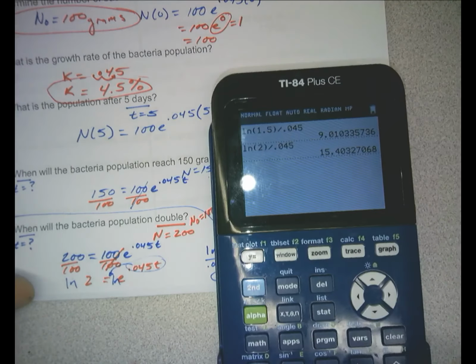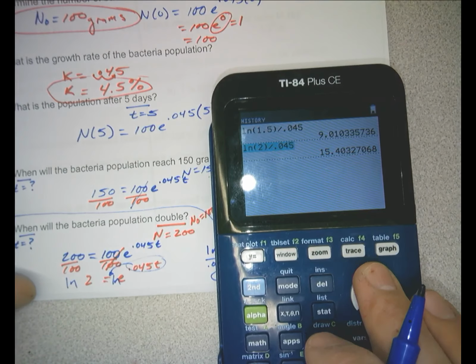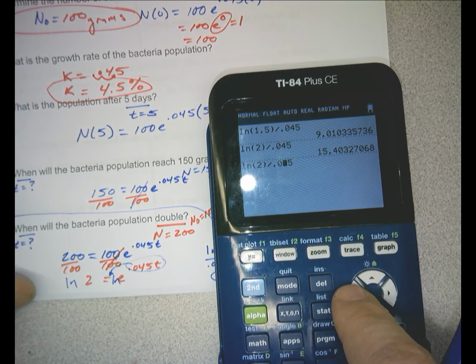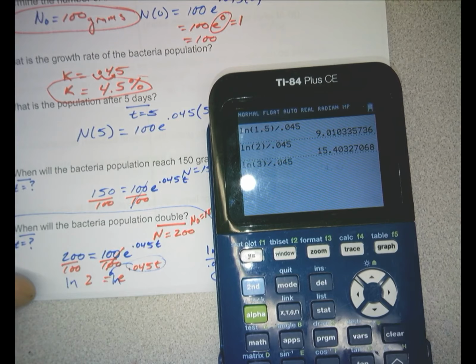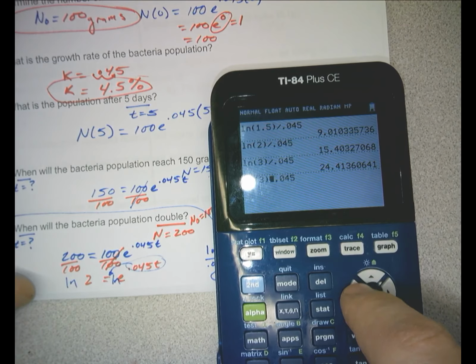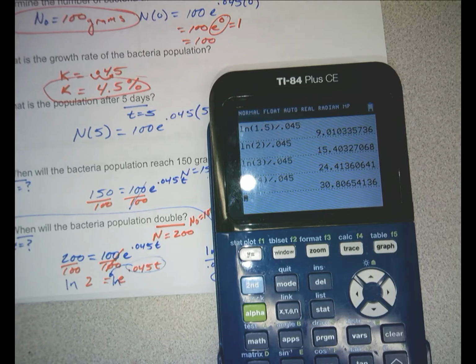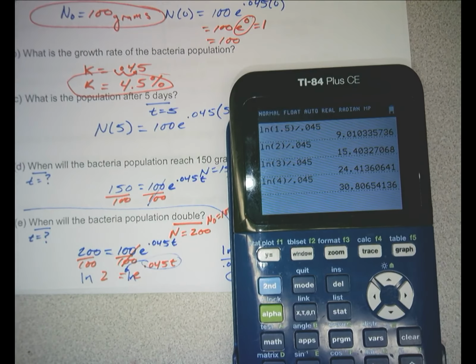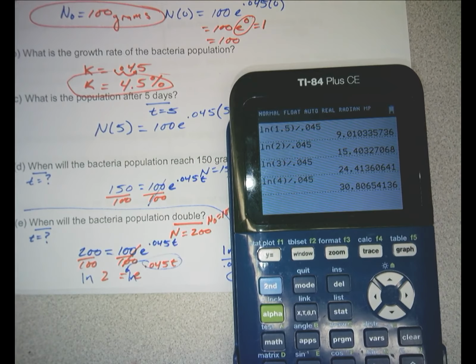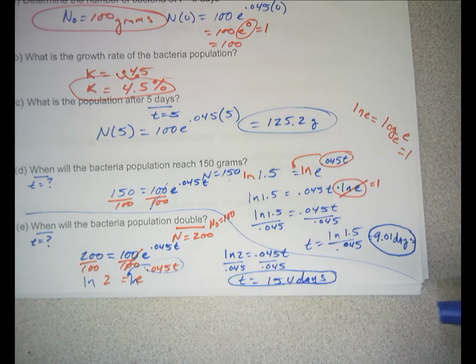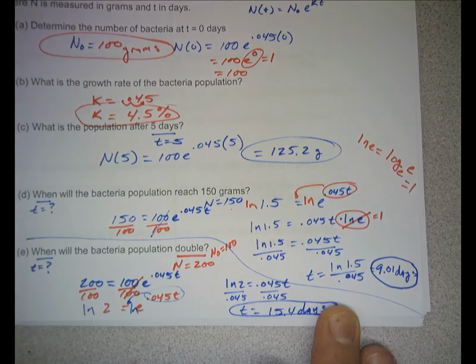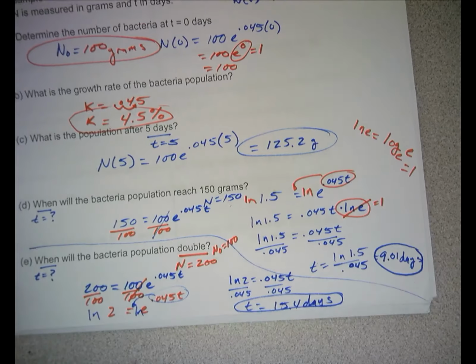If it was triple, nice thing is I have this already set up. I'll just go in here. If it was triple, that's going to be a 3. It'd take 24 days to triple. If it was quadruple, I'd go in there and change that to a 4. It'd take 30.8 days to quadruple. Okay. Good stuff. Not too bad. So that's kind of the setup of the first few questions.